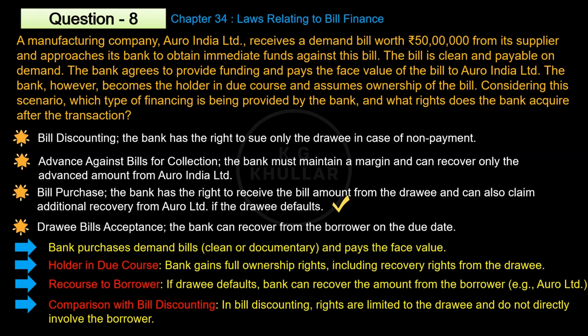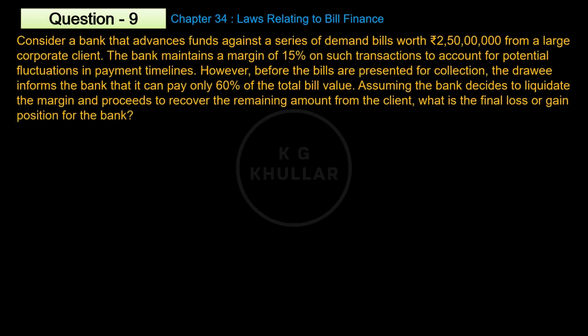The next question is from chapter 34, that is laws relating to bill finance. And the question goes like this. Consider a bank that advances funds against a series of demand bills worth rupees 2 crores 50 lakhs. And this is from a large corporate client. The bank maintains a margin of 15% on such transaction to account for potential fluctuations in payment timelines.